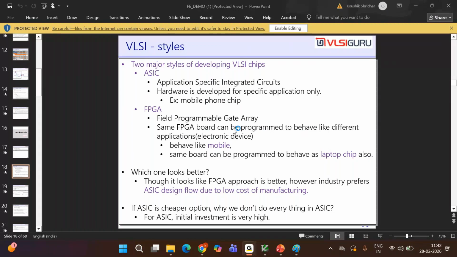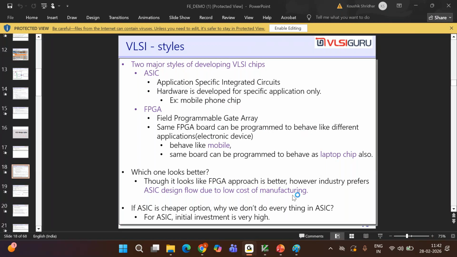Now for ASIC designing, we use Verilog. For FPGA designing, we use VHDL. So which one looks better? Just by definitions, which one looks better? FPGA looks better, right? Because it can be reprogrammed and made to behave like different applications. Though it looks like the FPGA approach is better, however, industry prefers the ASIC design flow due to low cost of manufacturing.